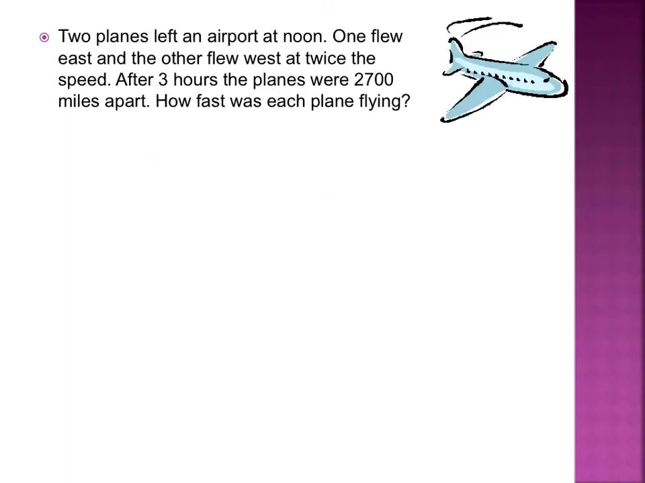Alright, so 2 planes left the airport at noon. One flew east and the other flew west at twice the speed. After 3 hours, the planes were 2,700 miles apart. How fast was each of the planes flying? There's a very simple formula that we have to use that hopefully we know, which is distance equals the rate times the time.